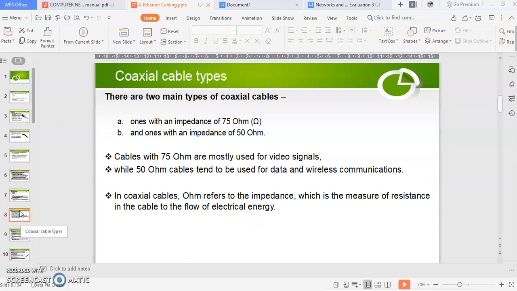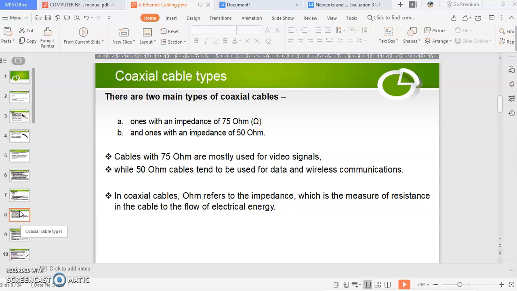Next, let's talk about impedance. There are two main types of coaxial cable. The first is the one with an impedance of 75 ohms, which is its capability to resist electrical current. Then the other one has an impedance of 50 ohms. Cables with 75 ohms are mostly used for video signals, while the 50 ohms cable tends to be used for data and wireless communication.